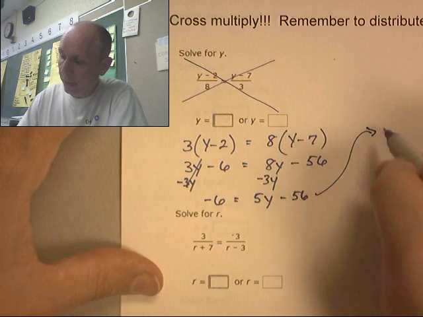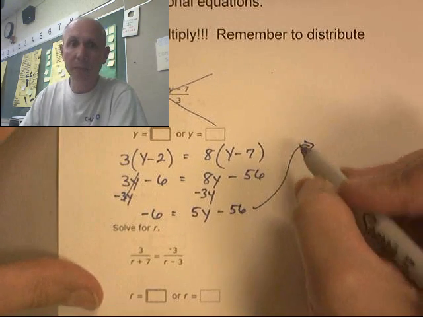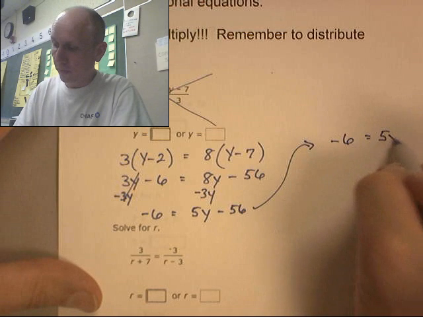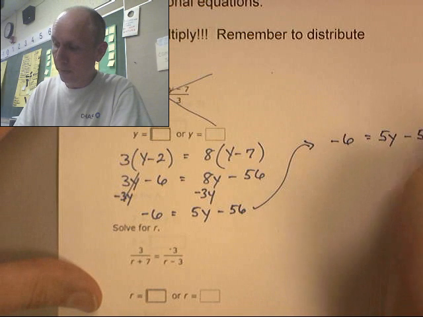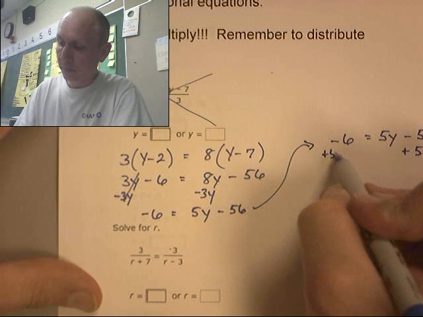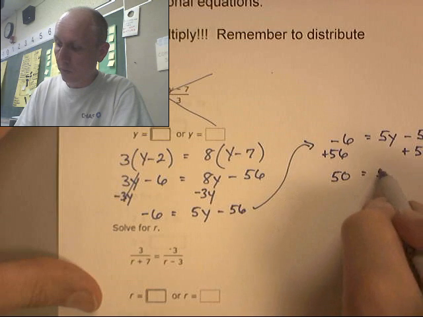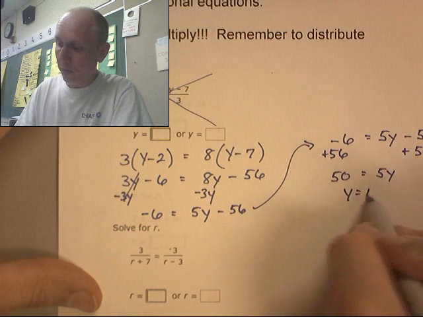And now I'm going to add, I'm running out of space. Negative 6 equals 5y minus 56. I'll add 56 to both sides. So 50 equals 5y, so y equals 10.